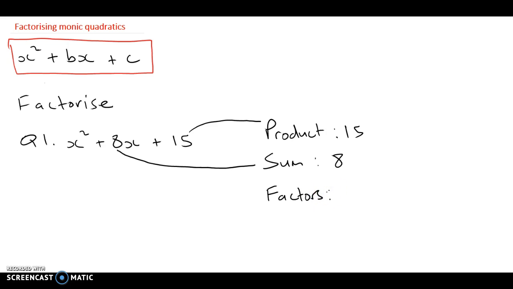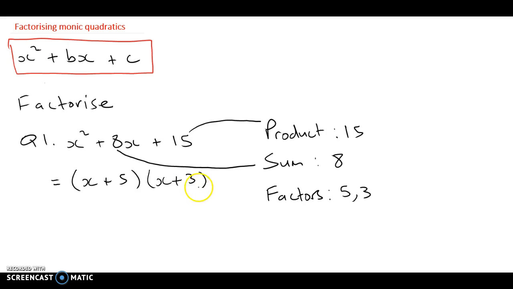Alrighty, the factors: we're looking for two numbers that multiply to 15, so a product of 15, and sum to 8. The first ones that come to mind are 5 and 3. 5 times 3 gives 15, 5 plus 3 gives 8. Now we can use these two factors to write this expression in factorised form. So we'll use x plus 5 and x plus 3.